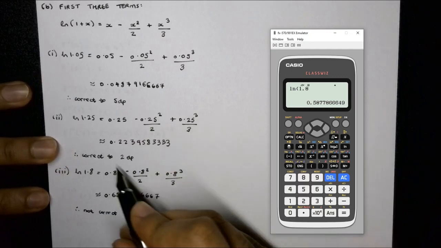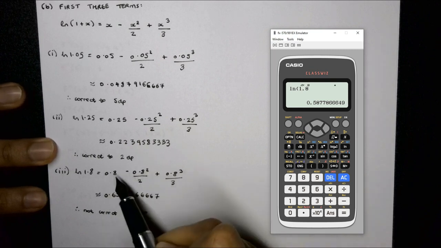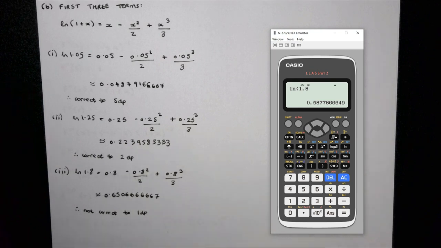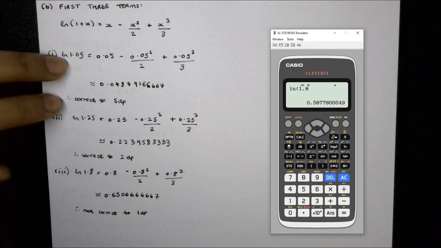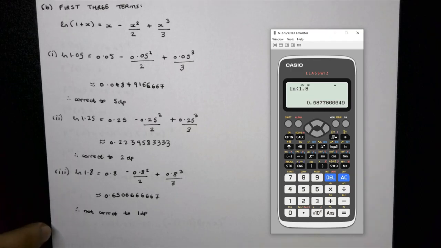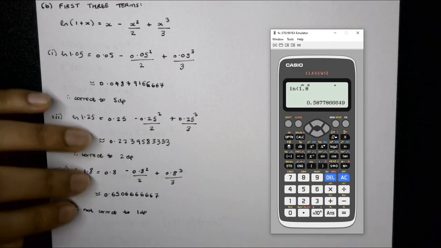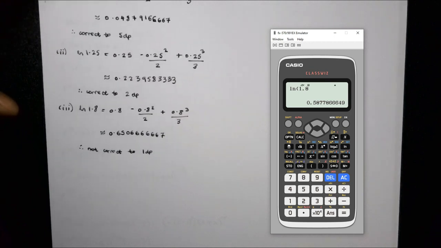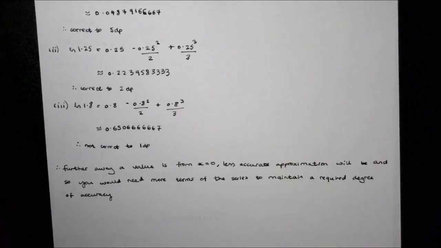And that's because the value of x we're choosing is not very close to 0. You can see the further away from 0 we are, the less accurate is our answer. So therefore, we would need more terms. So let's just write that down. So therefore, the further away a value is from x equals 0, the less accurate the approximation will be, and so you would need more terms of the series to maintain a required degree of accuracy.